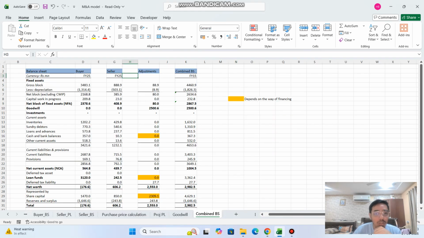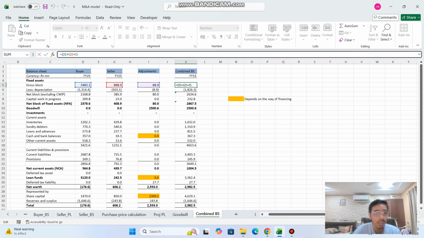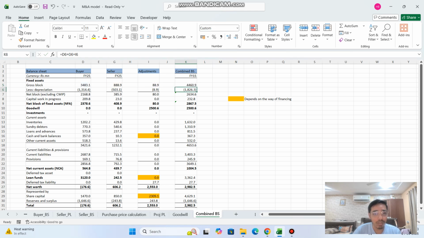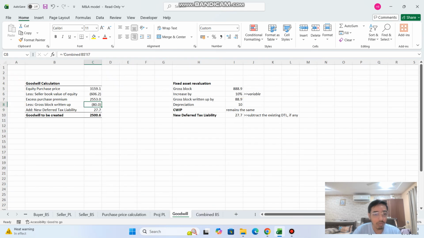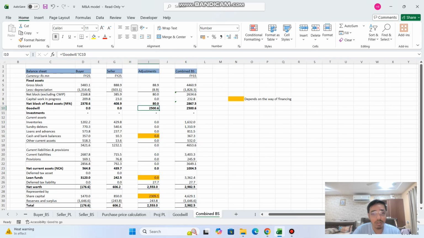So coming to the balance sheet, first let's talk about the fixed assets. The way we get to the fixed assets on the combined balance sheet is simply adding the buyer's fixed assets plus the seller's fixed assets plus the revaluation amount of the fixed assets. Similarly goes for depreciation as well: the buyer's depreciation plus the seller's depreciation and the depreciation on the revalued fixed assets, which gives you the total depreciation of the combined entity. Then over here we can see we have added the goodwill, which we arrived at on this tab. 2500.6 is added, and it is a part of the assets of the combined balance sheet.